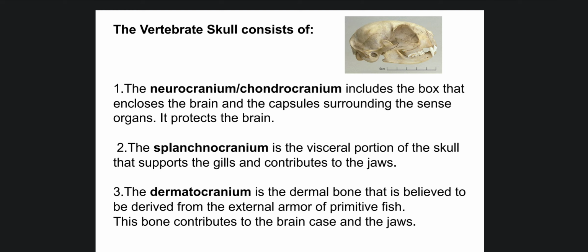Whereas the splanchnocranium is the visceral portion of the skull, that is the inner portion of the skull that supports the gills and contributes to the jaws. So those organisms having gills or gill pouches, pharyngeal gill slits, there also some protection is provided, and that is splanchnocranium. So we will talk about these two. I repeat, we will talk about chondrocranium, that is concerned with the covering over the brain, and splanchnocranium is a cranial covering which covers the visceral portion of the skull, especially the gills, and it contributes to the jaw also.